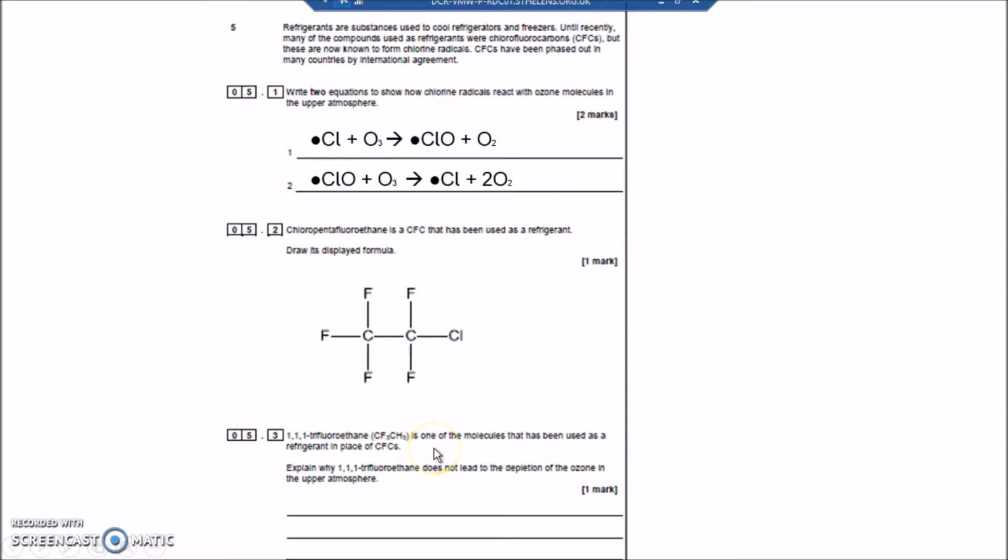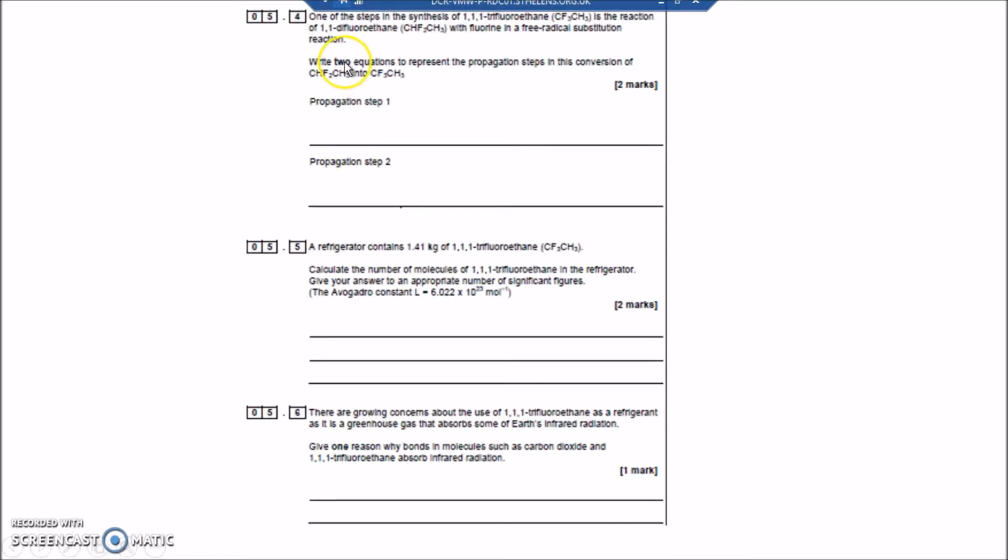It doesn't contain chlorine. One of the steps in the synthesis of 1,1,1-trifluoroethane is the reaction of 1,1-difluoroethane, CHF2CH3, with fluorine in a free radical substitution reaction. Write two equations that represent the propagation steps in the conversion of this into this. Well, if you've got fluorine in a free radical reaction, then you've got F2 in ultraviolet light making two F dots. So this time you're using F dots rather than Cl dots. But it's the same principle then.